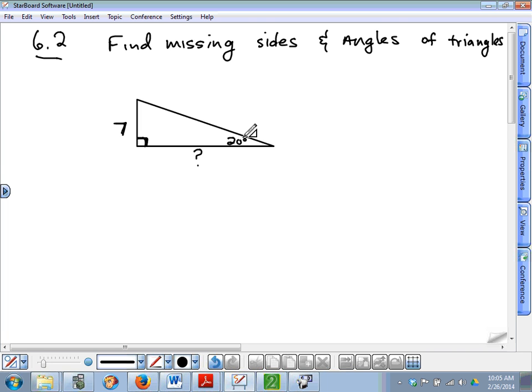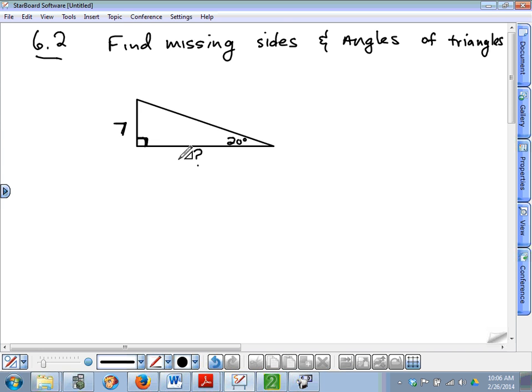Take a look at the angle I've given you. 20 degrees. What side is this over here? What side is it? Opposite, adjacent, or hypotenuse? And what side is this? Adjacent. What trig function does that sound like? Opposite and adjacent. Sounds like tangent, right? Because we have the opposite side and we're trying to find the adjacent side, we're going to use tangent to solve this.